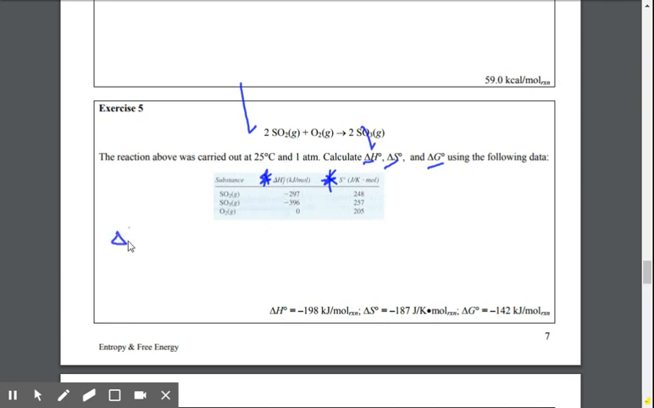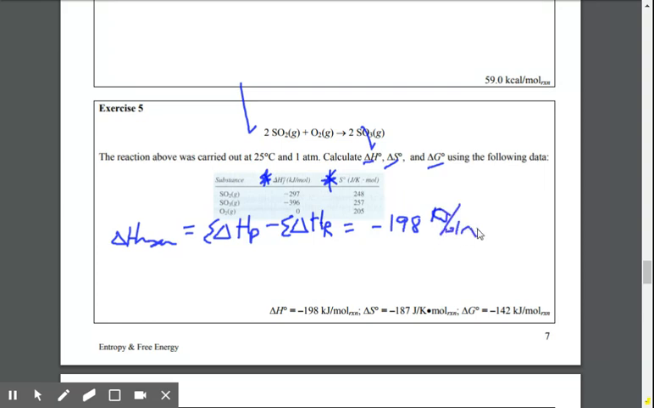So we would say delta H of the reaction is equal to the sum of delta H of products minus the sum of delta H of my reactants. And from there, you should get a quantity that's negative 198. Make sure you include units, kilojoules per mole reaction. How do I know what my units are? Because it's given to me in the data table right there, kilojoules per mole reaction.